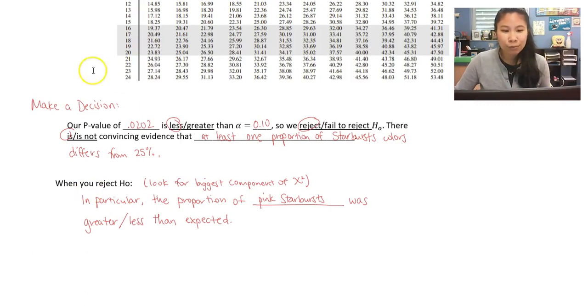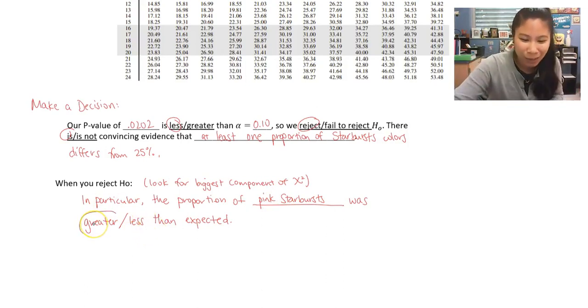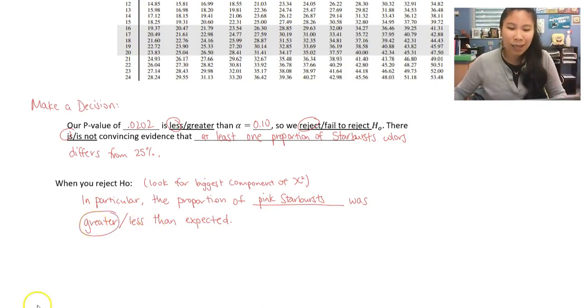So whenever you reject H0, you want to add this into your conclusion. Look for your biggest component of the chi-square number, and then add in particular, the proportion of, and then whichever category this highest component referred to. So for us, it was pink starburst, was greater or less than expected. So if it's less than expected, like whatever number that you got, then you would choose less. For us, it was greater than expected because we got a lot of pinks.